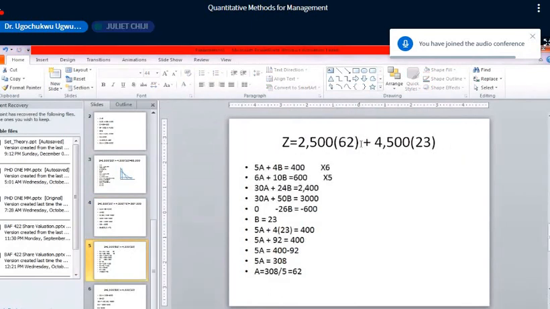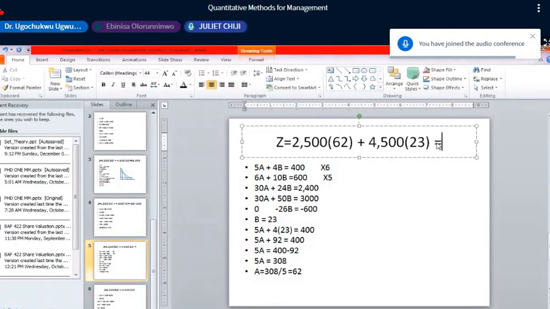And the next one, which will be 2,500 multiplied by, please, if you can confirm these figures, that will make more sense, plus 4,500 multiplied by 20. This will give you 200, and this will be equal to 258,500.